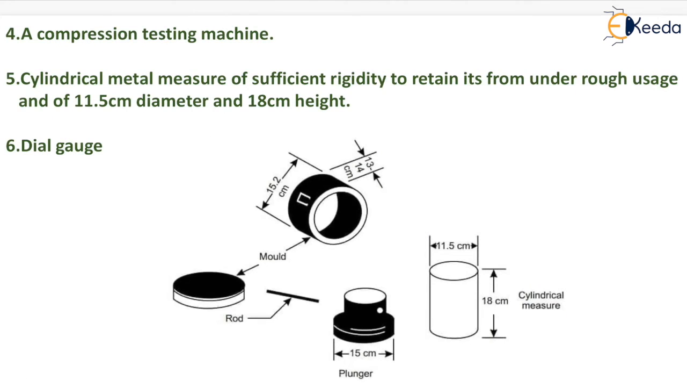Next apparatus is a compression testing machine, cylindrical metal measure of sufficient rigidity to retain its shape under rough usage and of 11.5 cm diameter and 18 cm height. And the last one is dial gauge.